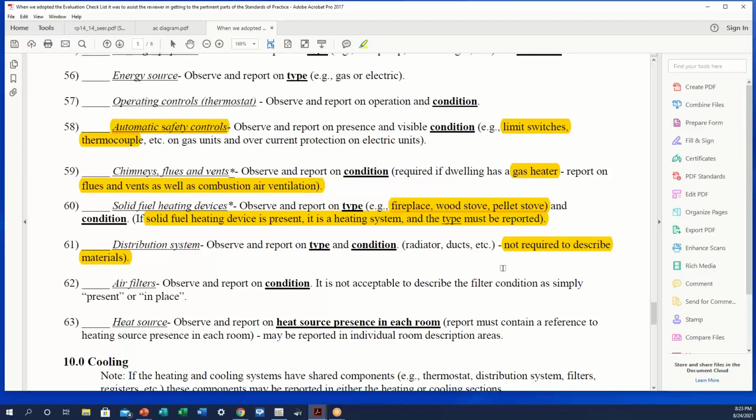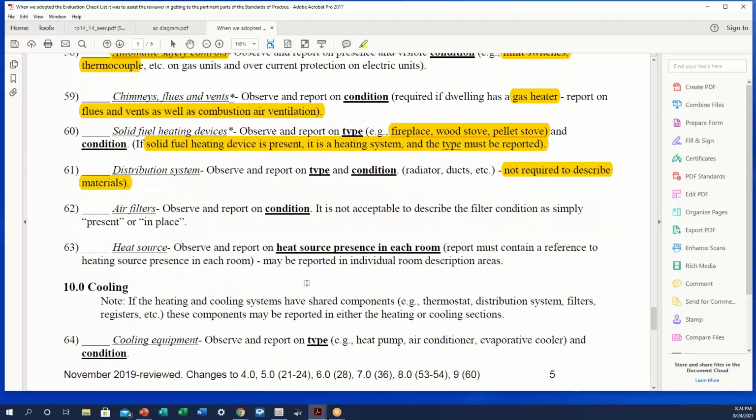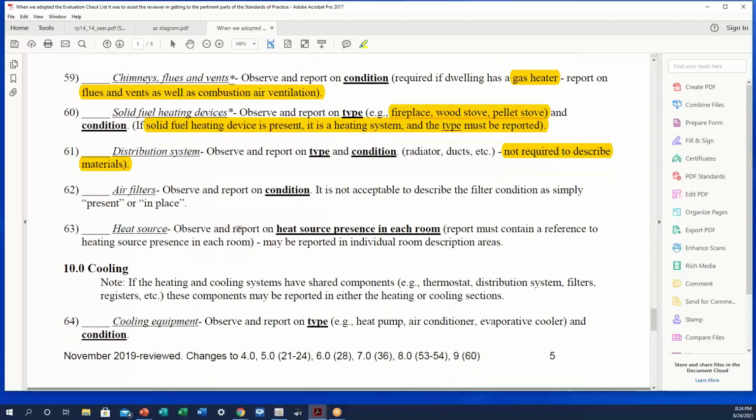Now, it doesn't tell me here that I have to verify there's airflow coming out of any of them. Does it, Roger? No, it doesn't say to confirm airflow. No, it does not say that. It does say condition. It says report on condition. Yeah, it says heat source, presence in each room. That's what it says. I was on the wrong line. But I'm telling you, everybody, you don't have to verify there's air coming out of it, but there better be heat.